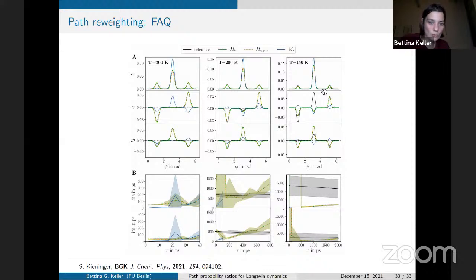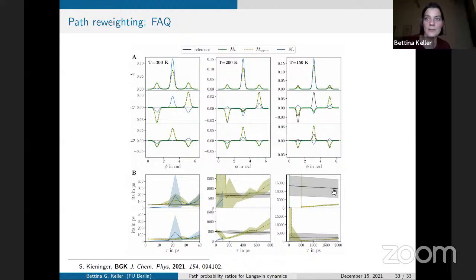But if you go to temperatures or barriers that you cannot cross with direct simulations, so here the direct simulation yields errors in the Boltzmann distribution and then large errors in the second and third eigenvectors. There, reweighting actually gives you an advantage. It gets you the correct eigenvectors, and gets you at least sort of good estimates for the implied timescales.